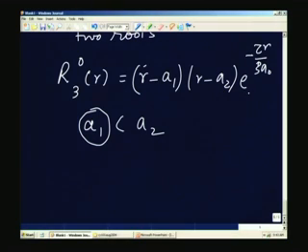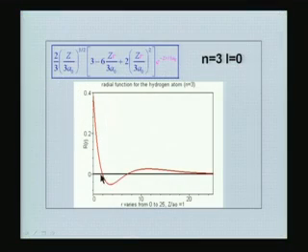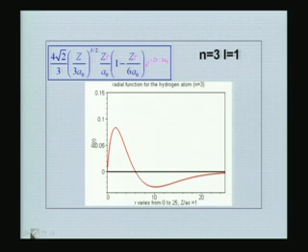So at a1 there is a 0, the function goes from positive to negative between a1 and a2. And for r greater than a2, the function is again positive, but at a2 again it goes to 0. So there are two roots or two nodal points, 2 nodes, a1 and a2.